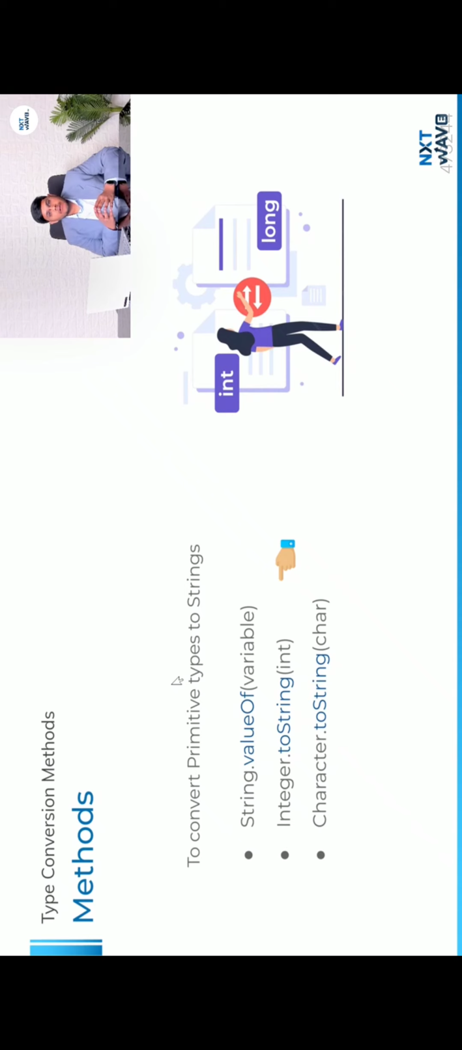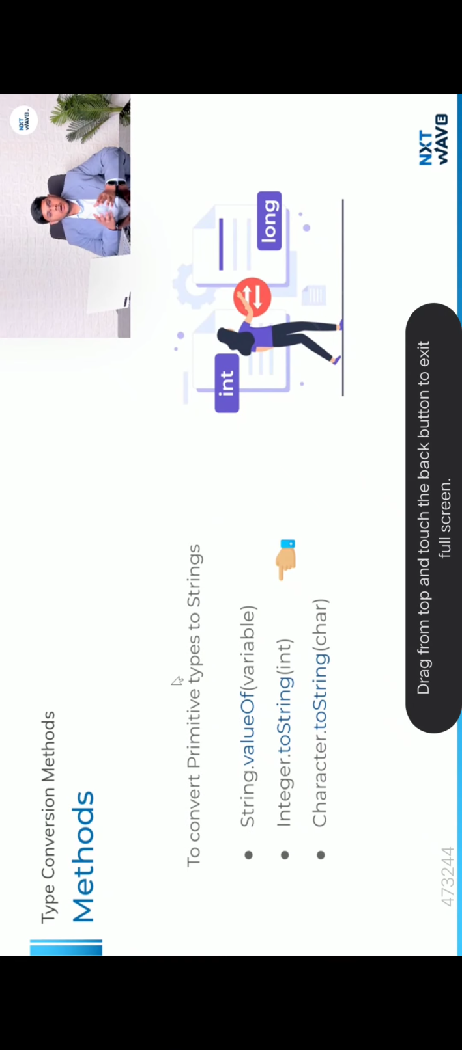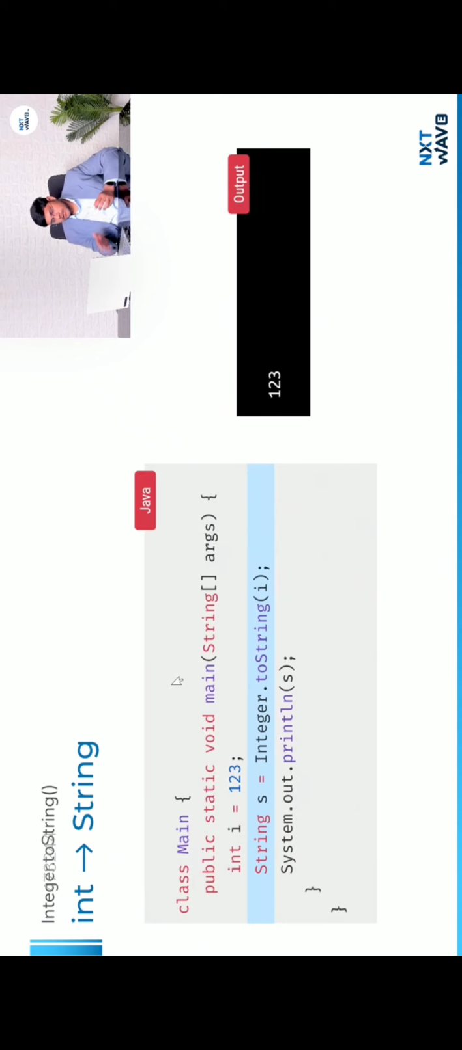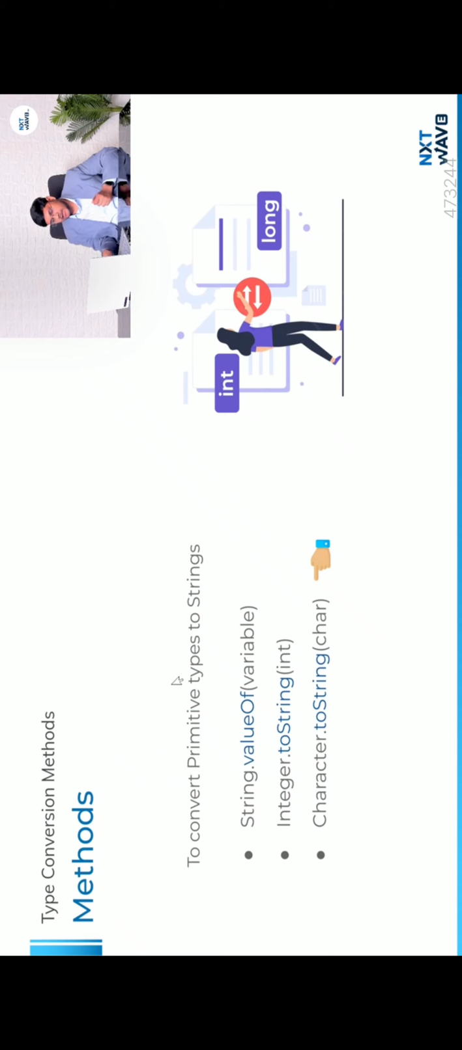Now we also have another method, which is Integer.toString(int). If you want to convert an integer value to string, you can either use String.valueOf and give the integer variable, or you can use Integer.toString and give the integer value to it. The change that we did here is that instead of String.valueOf, we are using the Integer.toString method to convert an integer to string. The rest all remains the same. Similarly, you can use Character.toString(char) to convert a character to string.